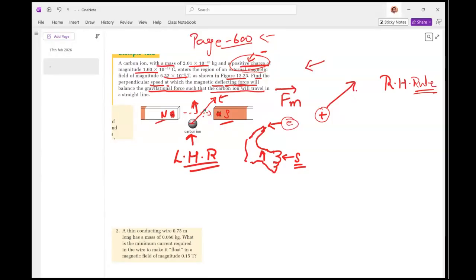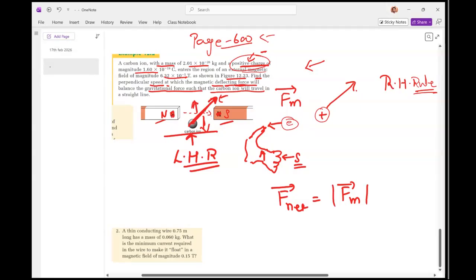And gravity, obviously, is trying to pull it in the downward direction, so it's asking what speed it shall move through this external magnetic field so that it stays balanced. So for that, we will call it as F net is equal to Fm, which is acting in the upward direction, so I'll consider it as positive, and then minus Fg.